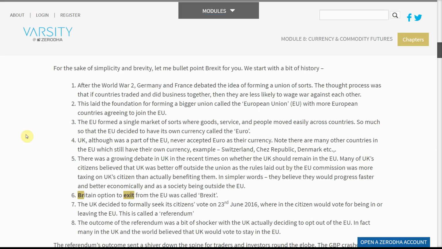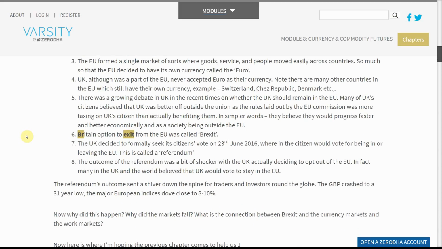UK, although a part of the EU, never accepted the Euro as their currency. Note there are many other countries in the EU which still have their own currency, for example Switzerland, Czech Republic, Denmark, etc. There was a growing debate in the UK in recent times on whether the UK should remain in the EU. Many of the UK's citizens believed that the UK was better off outside the Union as the rules laid out by the EU Commission were more taxing on UK citizens than actually benefiting them. In simpler words, they believed they would progress faster and better, economically and as a society, being outside the EU.